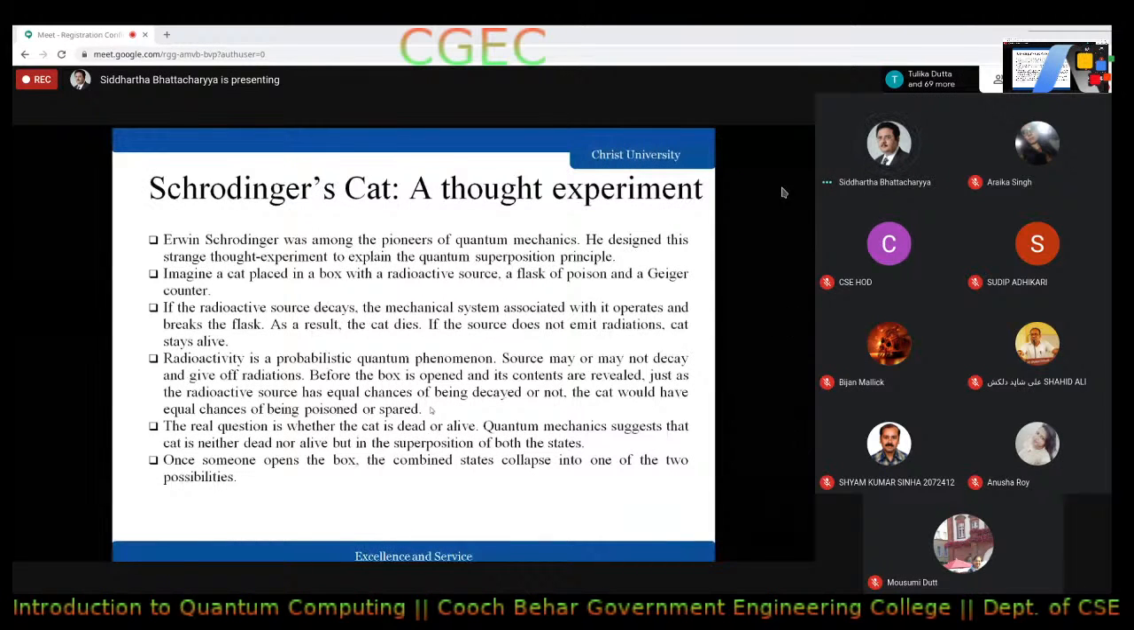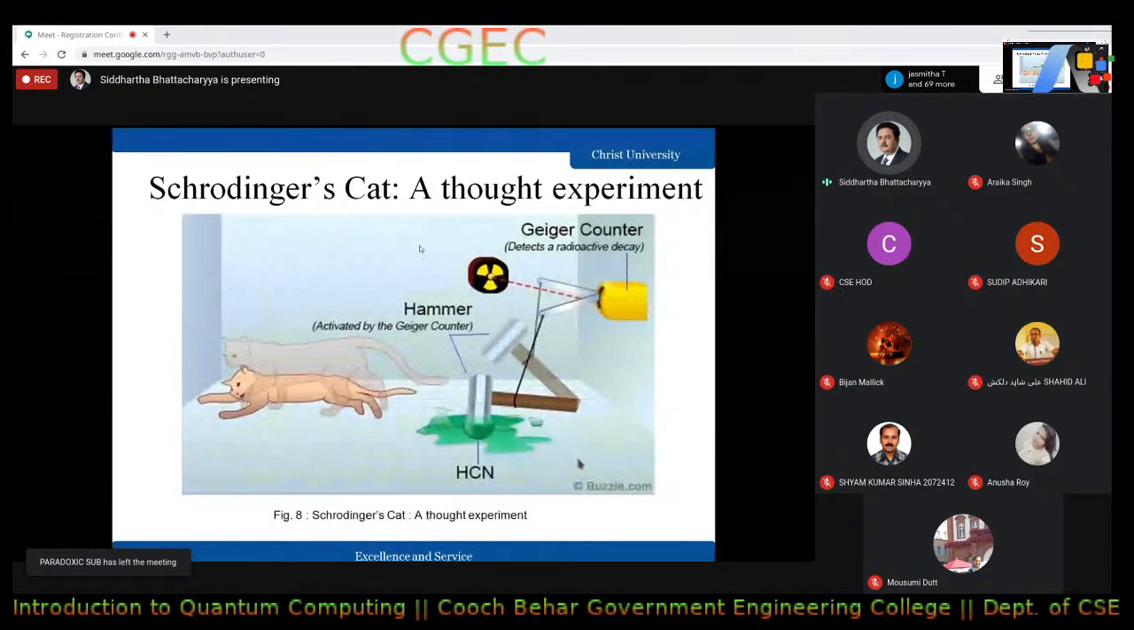Another very beautiful example, a very good one to understand what superposition is: Schrodinger's cat is a thought experiment. Erwin Schrodinger was among the pioneers of quantum mechanics. He designed this thought experiment, trying to explain the quantum superposition principle in a better way. In this experiment, a cat is placed in a box with a radioactive counter.